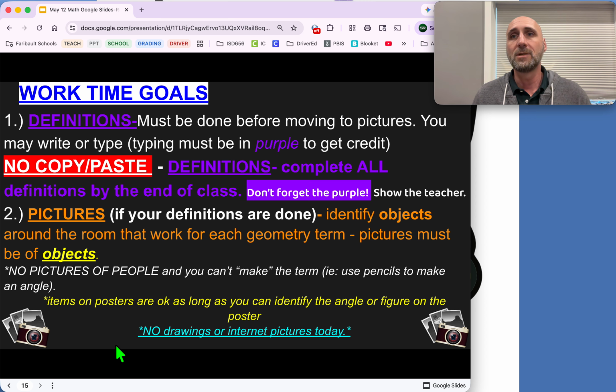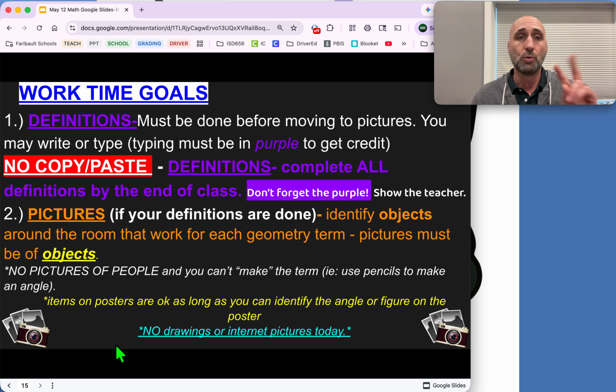If you're just starting today, Tuesday, I wouldn't expect you to be done. People just starting yesterday weren't done either. If you get done, that is awesome. Just make sure you do a quality job of it, okay? Don't forget to use purple. When you're done, if you want to make sure, feel free to show the teacher. The teacher can take a look, make sure you've got the definitions in there, okay?